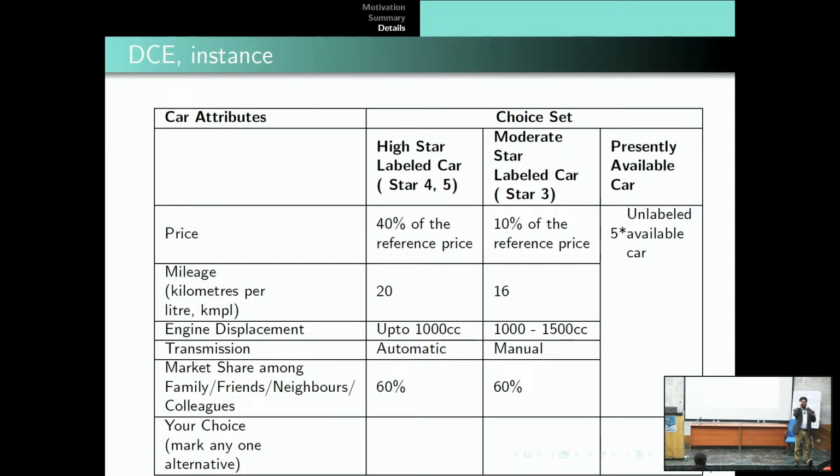Think about it, because that should be collinear. The best mileage should be associated with the best label. But we broke that collinearity artificially with our design. That is something you always have to be very aware of: how do I break the collinearity in my design? Okay, one more element.